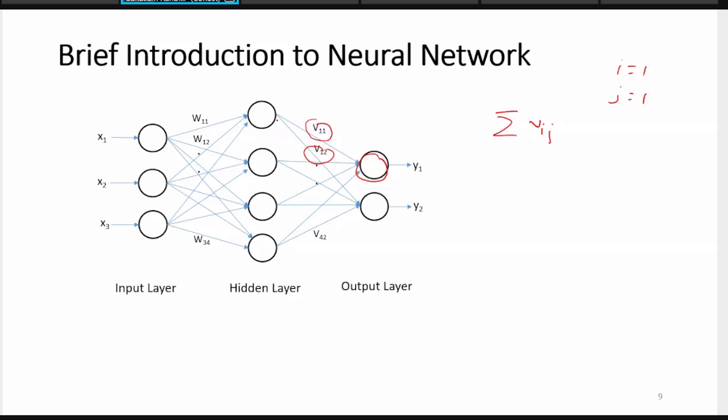So V11 is the weight of this connection, and this node produces some output. Some information passes from here. Let me call this H1. So the perceptron part of this node is nothing but the incoming information, which is H_i, multiplied by the weights that you have. And you do this for all the incoming links.